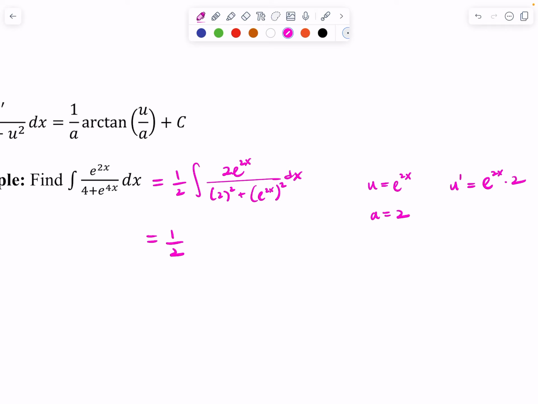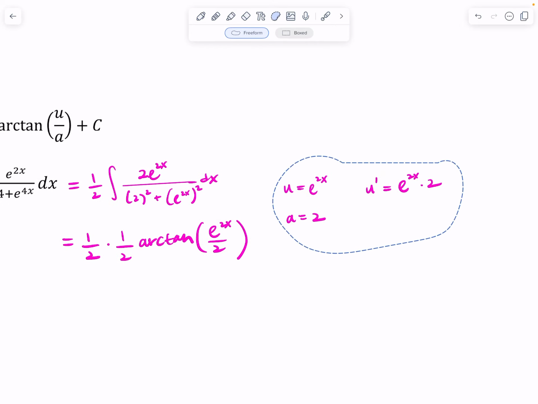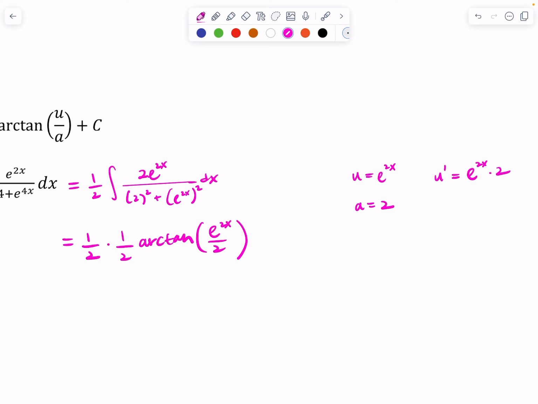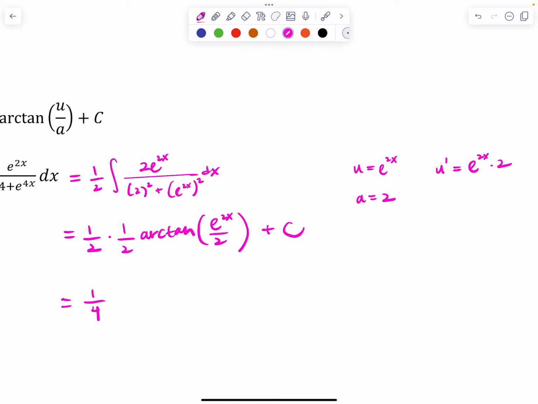So the 1/2 will be there, and then applying the formula, well, 1 over a would be 1 over 2, times arctan of e to the 2x over 2, and then plus c. I'm just running out of room here. Move my side work over. Plus c. Okay, so to finish simplifying this, that would be 1/4 times arctan of e to the 2x over 2 plus c. There we go.